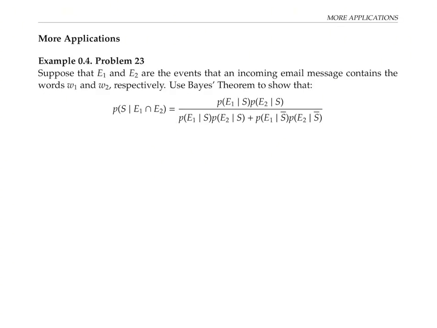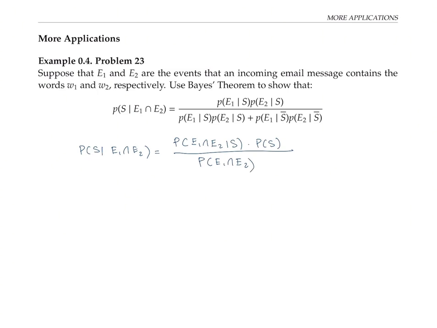Now let's talk through problem 23 in the textbook. This problem states that suppose E1 and E2 are the events that an incoming email message contains the words W1 and W2 respectively. And it asks us to show that this statement is true using Bayes' theorem. The general form of Bayes' theorem for this scenario is P of S given E1 and E2 is equal to P of E1 and E2 given S times P of S over P of E1 and E2.